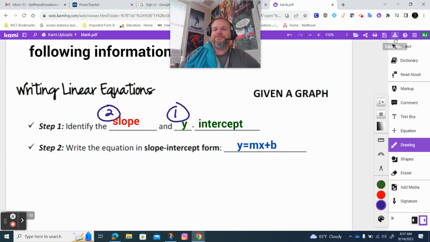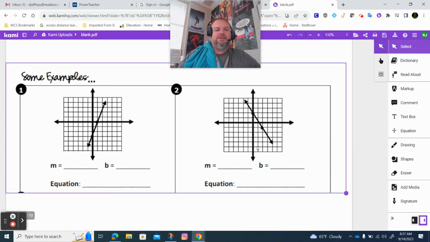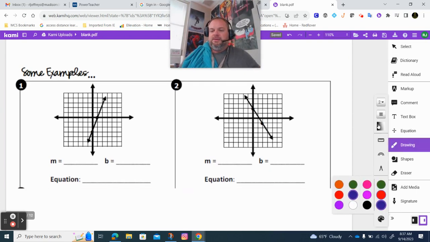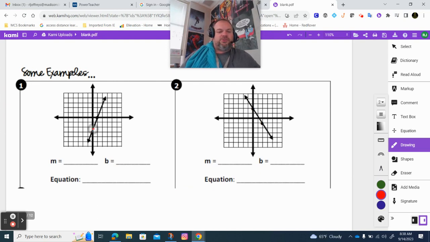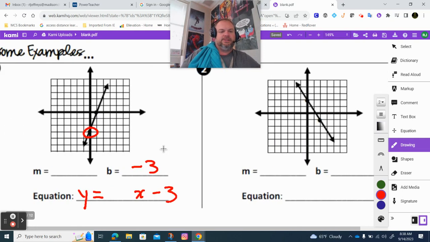All right. So let's look at some examples. So this right here, this is our B. All right. This is at 1, 2, 3. This is at -3. So we know we're going to have a y, we're going to have an equals, we're going to have something x, and -3. Okay. Now, let's zoom in right quick so we can see.